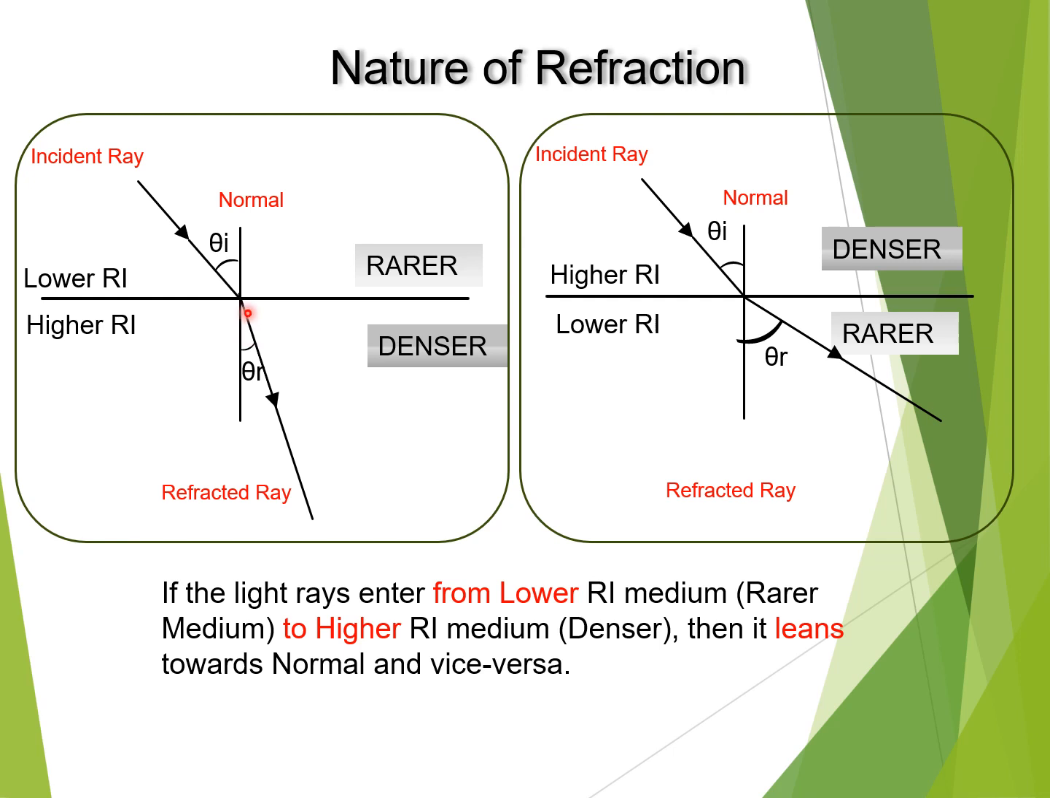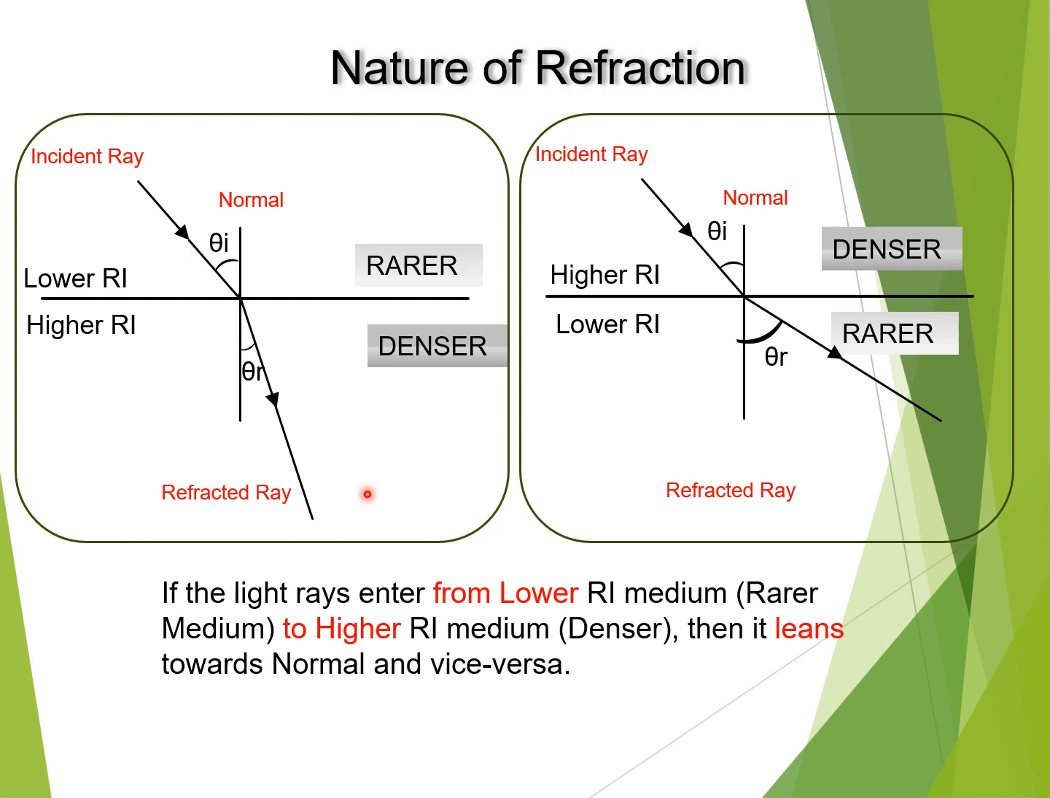And from where is the normal drawn? The normal is drawn from the point where the incident ray is changing its medium. So the incident ray is coming from air, it is hitting the glass here. Now it is changing the medium. From this point we draw a normal. We'll see that the light ray has bent towards this normal, and this is the refraction, and this is the refracted ray.